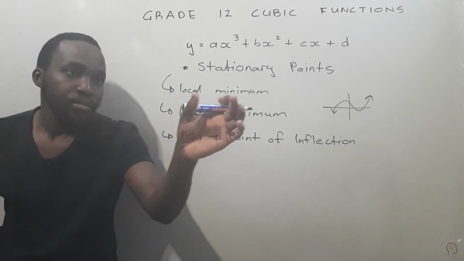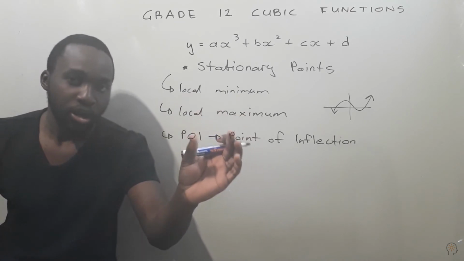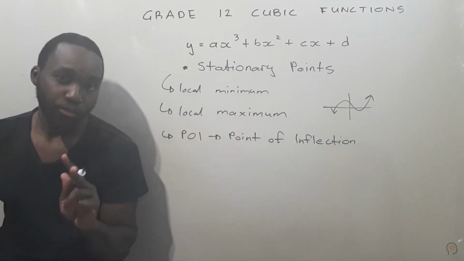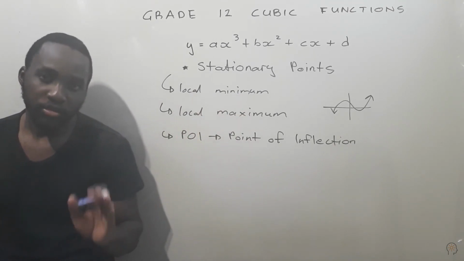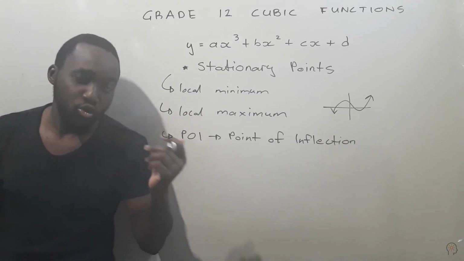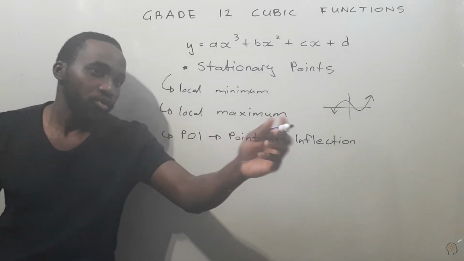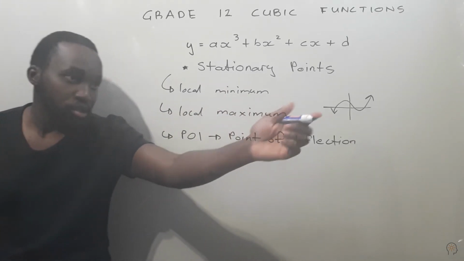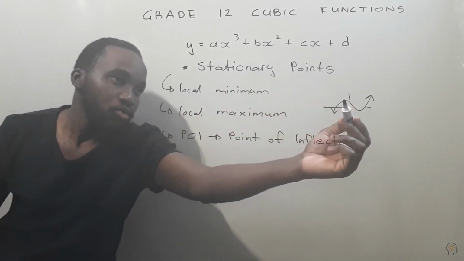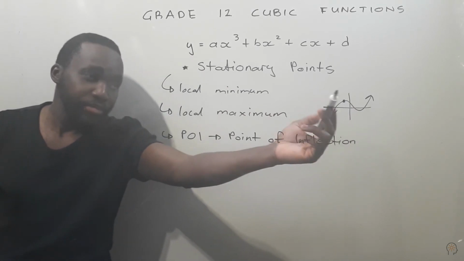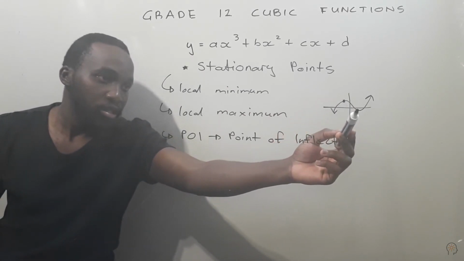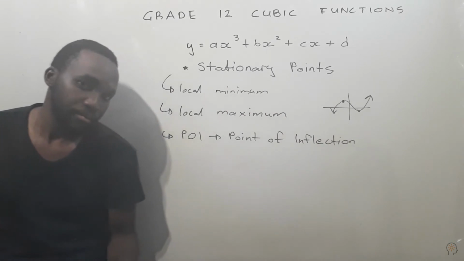So with our local minimum and our local maximum, those are basically your turning points. And with all cubic graphs, you will always have two turning points for now. So we know that with our turning points, we will refer to this one as our local maximum. This one we will refer to as our local minimum.